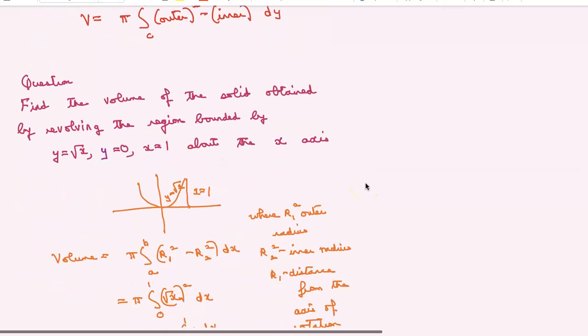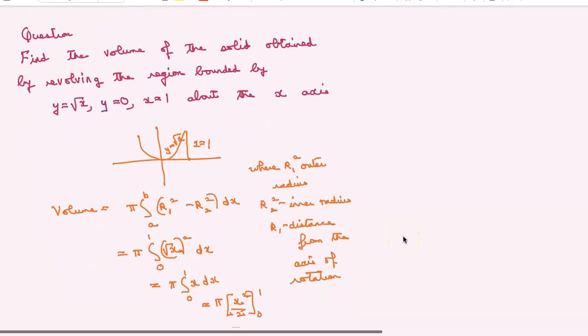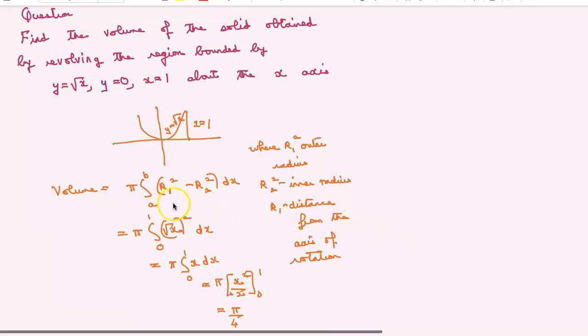Find the volume of the solid obtained by revolving the region bounded by y equal to root x, y equal to 0, x equal to 1 about the x-axis. So this is the curve y equal to root x, this is x equal to 1 and this is y equal to 0. If you rotate it about the x-axis, it will come down, and we use the formula volume is pi times integral a to b of r1 squared minus r2 squared dx.